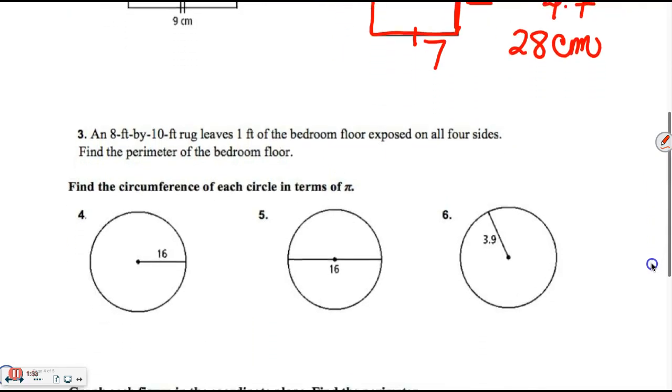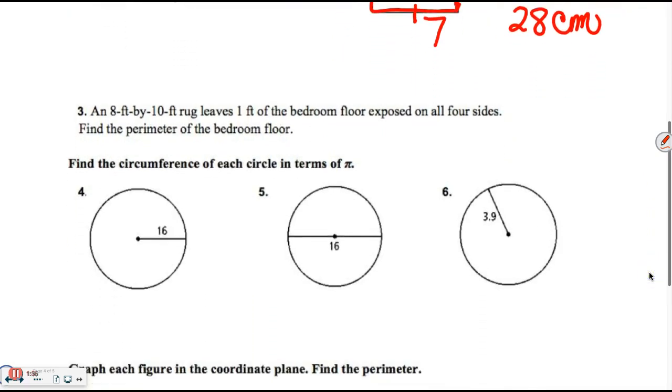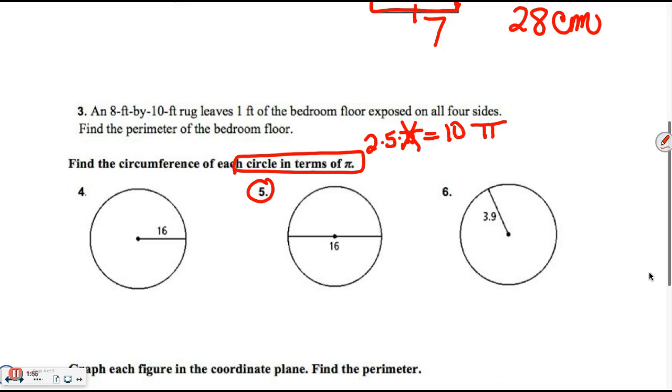centimeters. Now when we're doing the circumference, see how it says in terms of pi? On your test, when it says in terms of pi, you want to know what that means. So if I was doing 2 times 5 times pi, when it says in terms of pi, you leave the pi in your answer and you do the rest of it on your calculator. So this would be called in terms of pi.